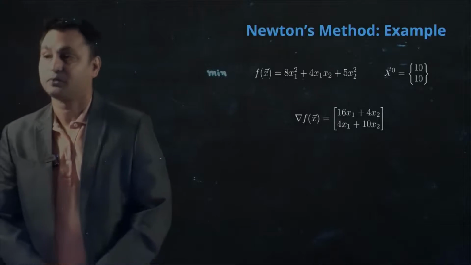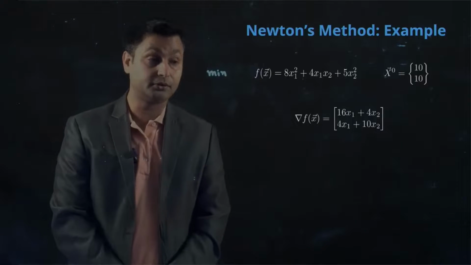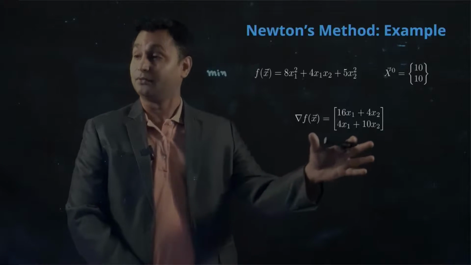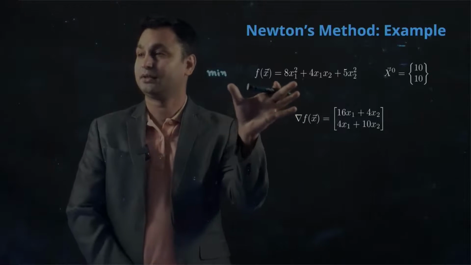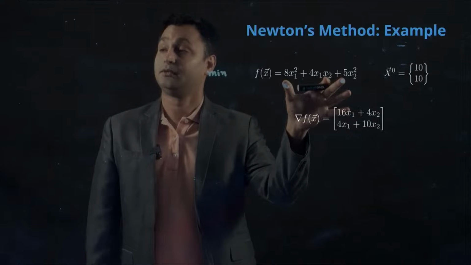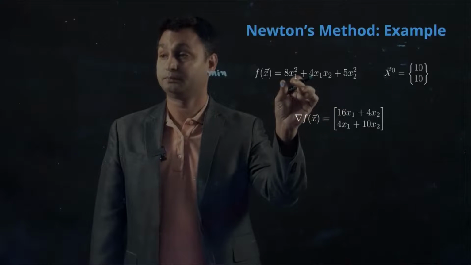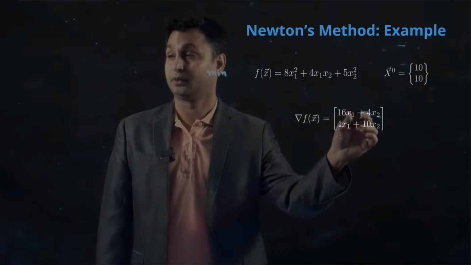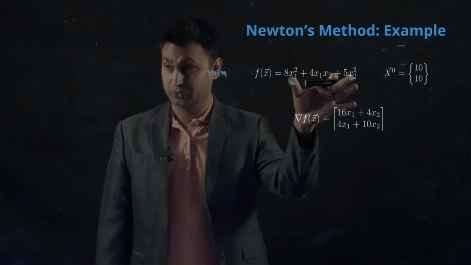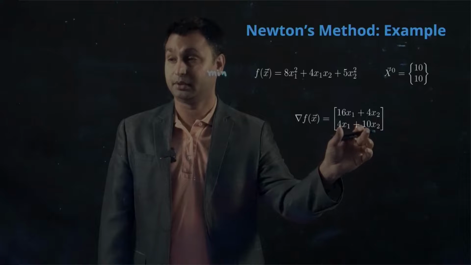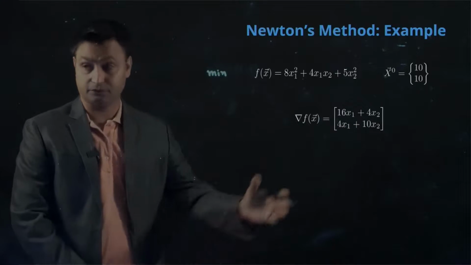Then what do we do? First thing, similar to the steepest descent method, we compute the gradient, since that information is needed. If I take the derivative of this equation with respect to x1, we will have 16x1 plus 4x2. If I take the derivative with respect to x2, then we will have 4x1 plus 10x2, and that gives me the derivative information of this function.